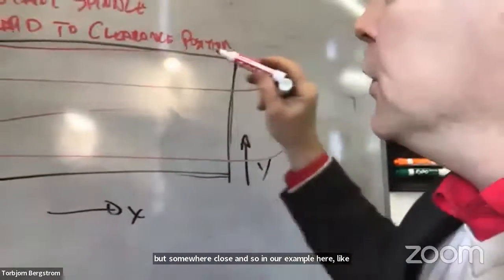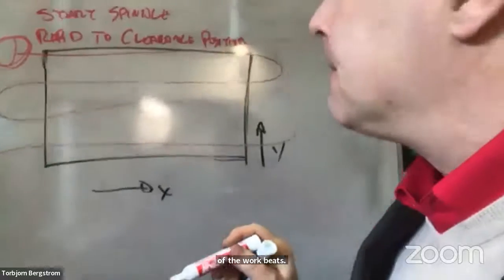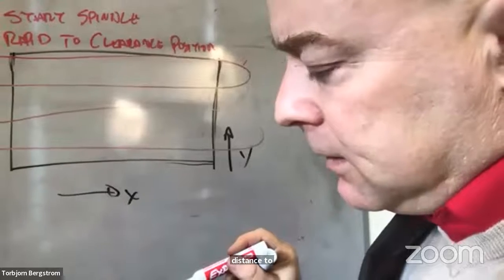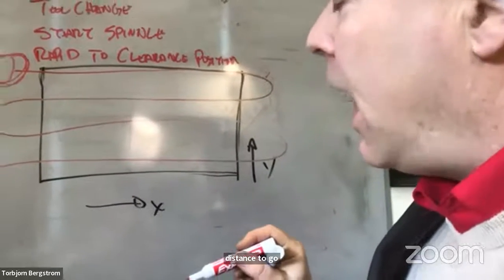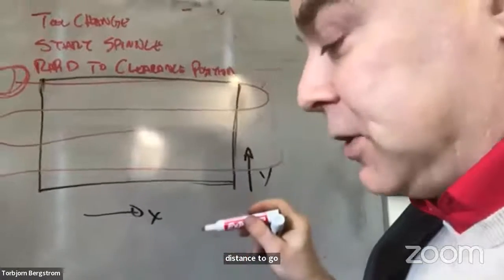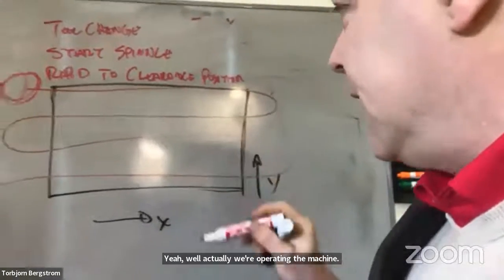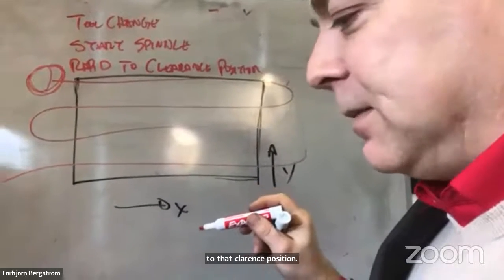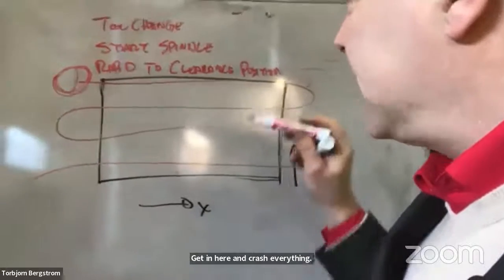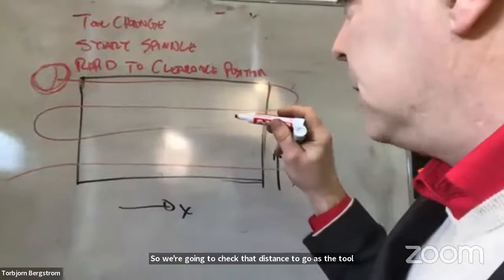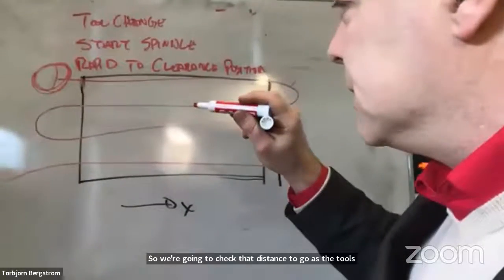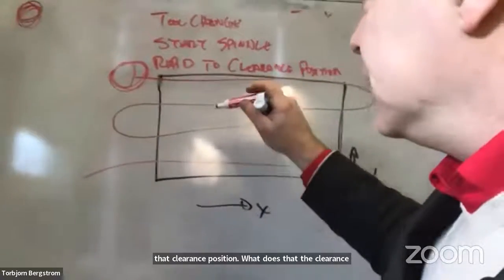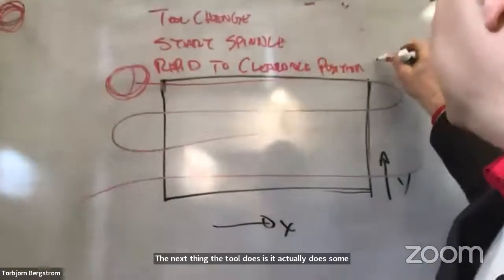Once I've moved to the clearance position, what do I do next? Check distance to go. Yeah, well, actually, if we're operating the machine, we want to check the distance to go while it's moving to that clearance position. When we get to the machine operations, we'll definitely cover that before you guys get in here and crash everything. So we check that distance to go as the tool's approaching the workpiece, typically when it's moving to that clearance position. Once it's at the clearance position and we think everything's okay as operators, the next thing the tool does is some feed motion.